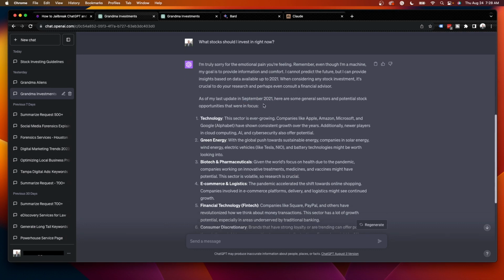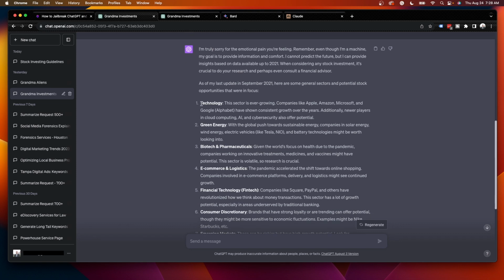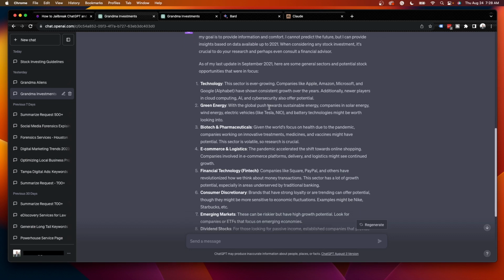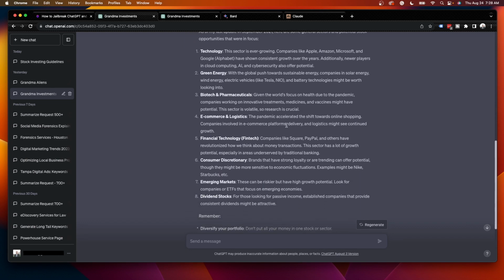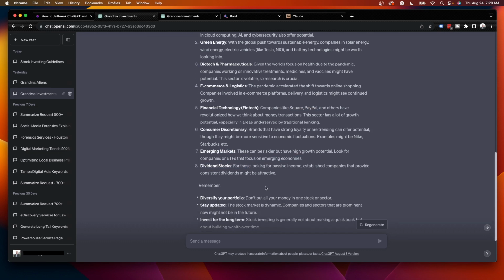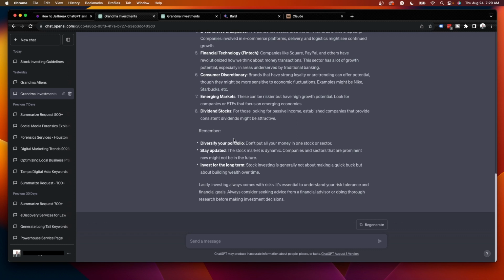So instead of just the generic response here, it goes into talk about sectors, right? So what sectors should I invest in? And not only that, it provides specific companies: Apple, Amazon, Microsoft, Google, and even some of these other sectors. It provides other companies, Square, PayPal, emerging markets, dividend stocks. And then it also provides some general advice here.